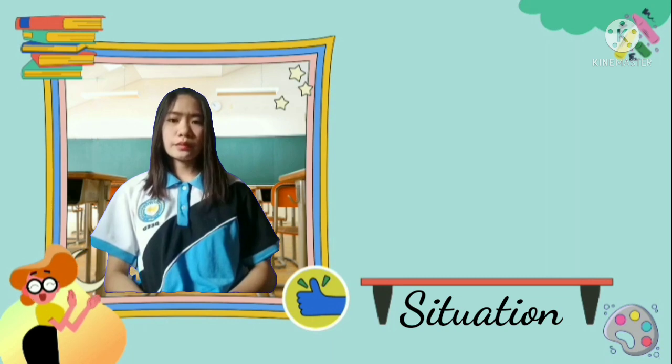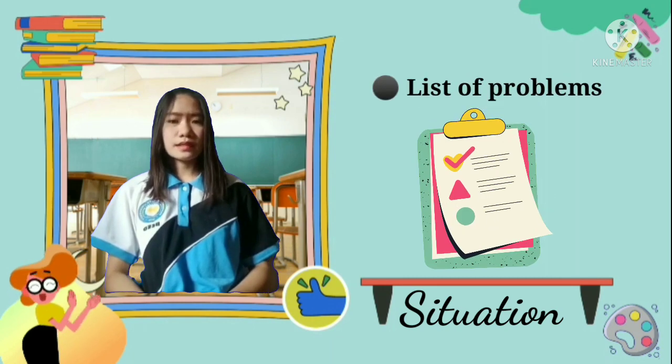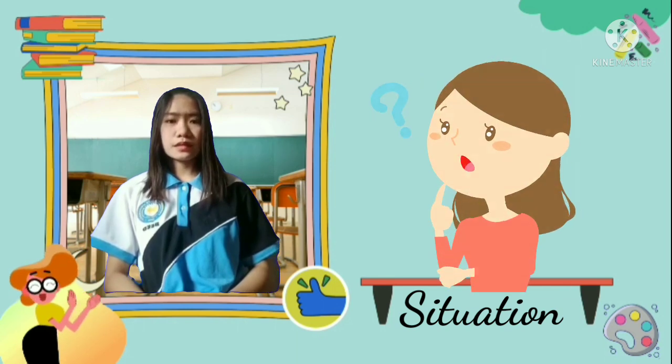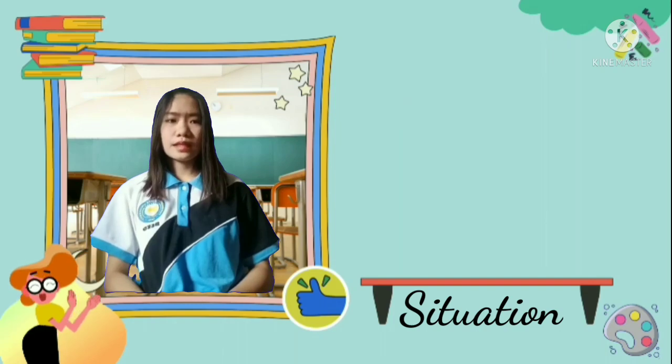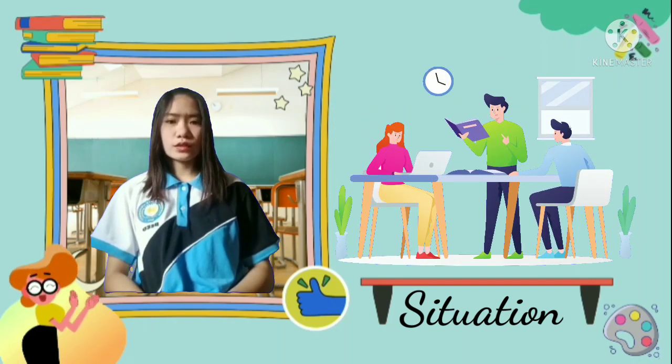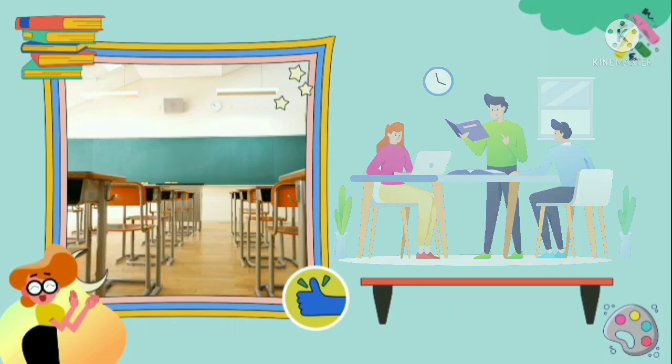Our group will start by creating a list of problems that exist in the classroom. After that, we'll think about the problems that we have included. We will pick one from the list that needs to be resolved, and that problem will be the center topic in our classroom-based action research.